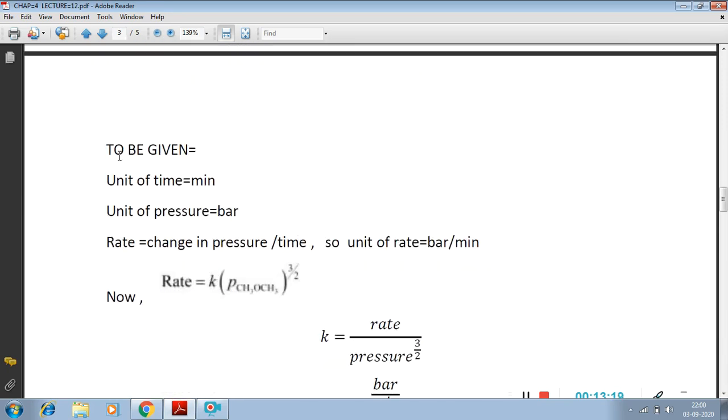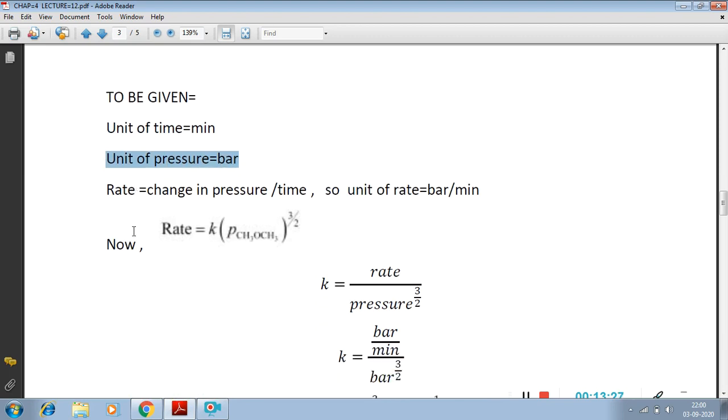So first of all, what are the values that are given to us? First given to us is the unit of time, that is minutes, and the unit of pressure, that is bar. Now rate is equal to change in pressure of ether divided by time. So the unit of rate is equal to bar per minute. That was our first question.